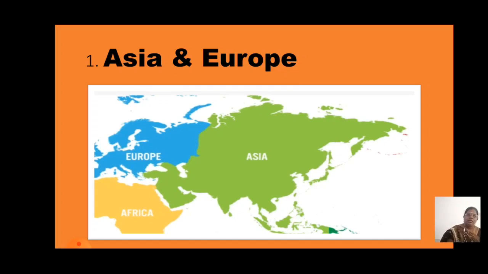So, in this lesson we will discuss the location, boundaries, physical and political divisions of Asia and Europe, and then the major rivers, etc. Okay. So, shall we start the session, children? Right.